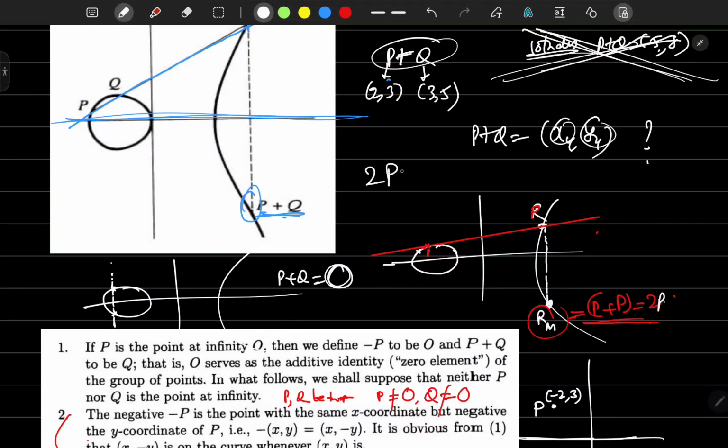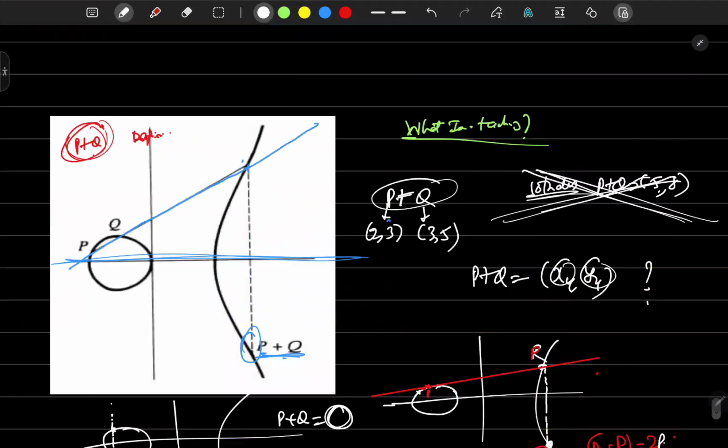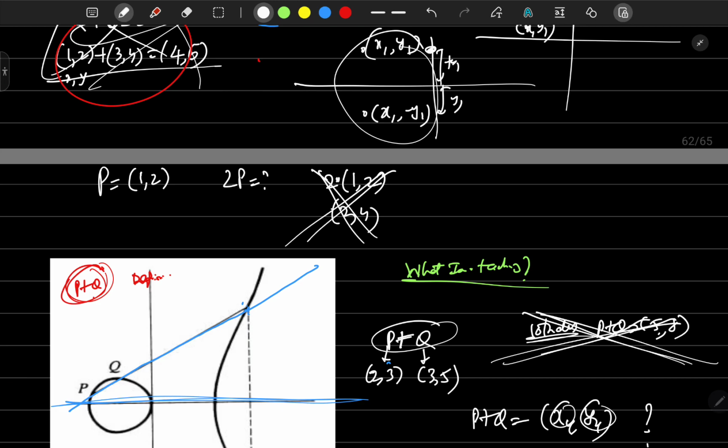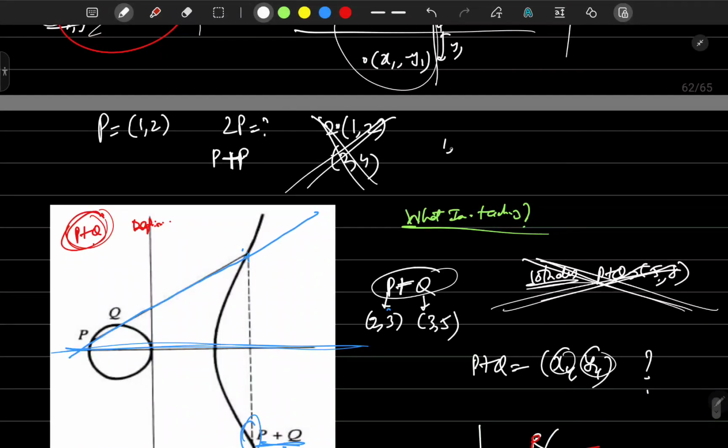So whenever you see 2P, let's say P is equal to 1 comma 2, so 2P equals, I will write here, 2P. What do you mean? Let's say I have given P as 1 comma 2, and I have asked you to calculate the 2P value. You should not do it like this, 2 into, so 2 comma 4. This is wrong. 2P means nothing but P plus P. Again, plus means you have to follow those rules whatever I defined. 1 comma 2, 1 comma 2. This is nothing but, in this graph, there is one equation like this.